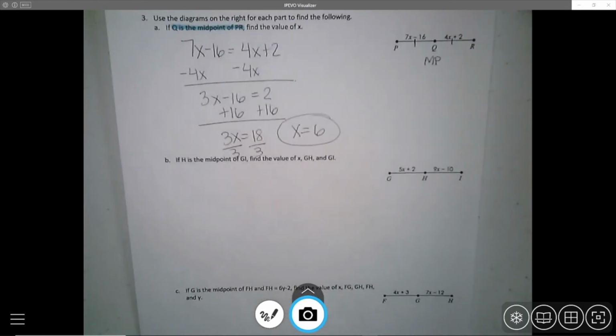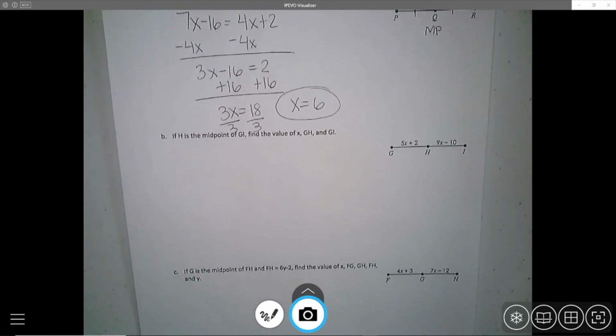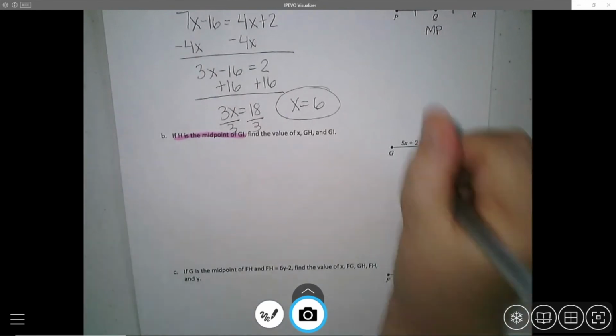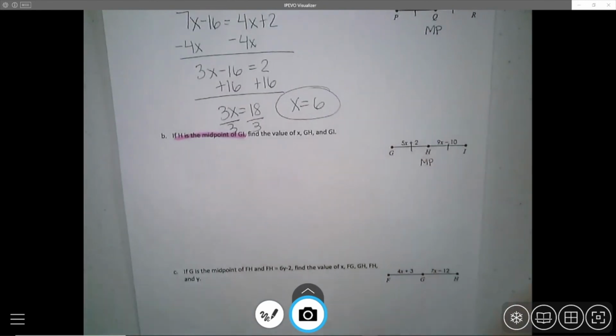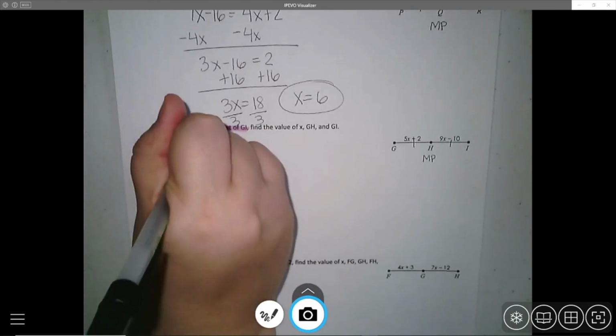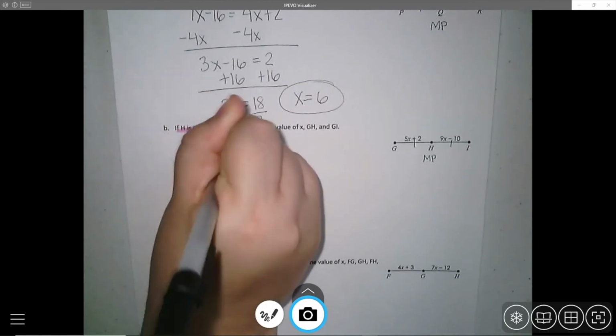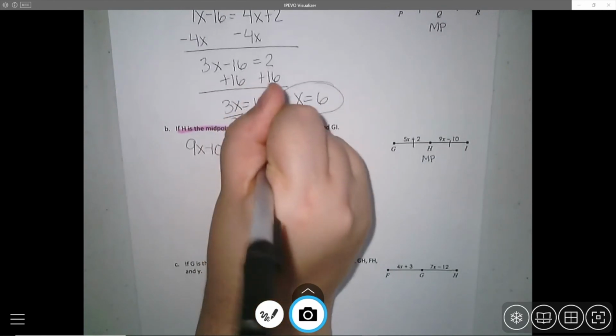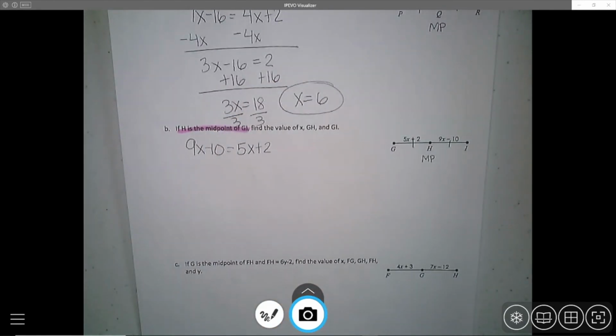Okay, so now let's go down here to B. Here on B, H is the midpoint of GI. H is my midpoint. I'm going to put an MP so I know it's the midpoint. On either side of the midpoint, I need to put tick marks so I know that those pieces are congruent. If I have pieces that are congruent, I set them equal. So 9x minus 10 equals 5x plus 2 because they both have a tick mark. They are congruent. They are the same length.